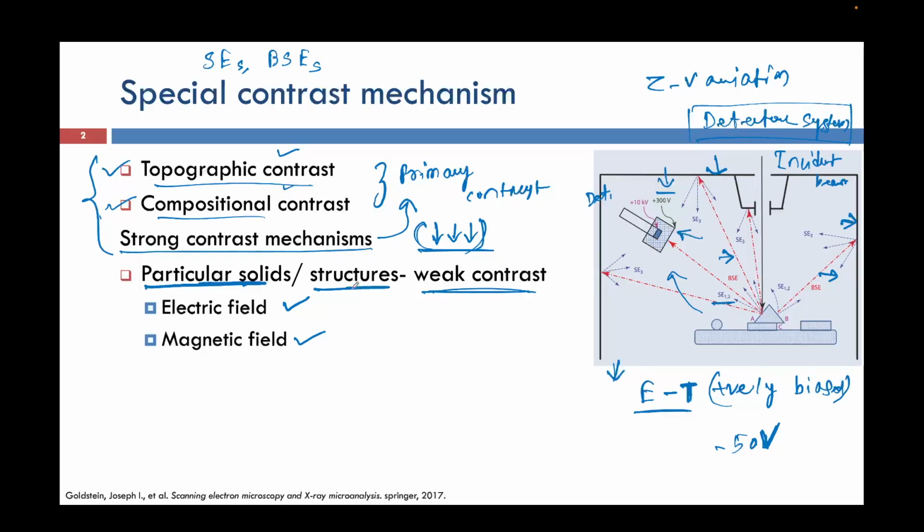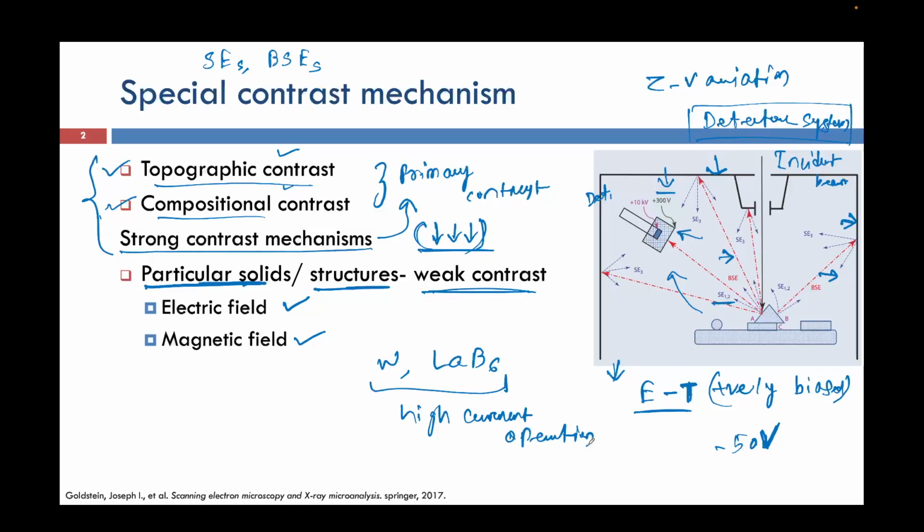Generally, to view this kind of contrast mechanism, we use the thermionic source, that is tungsten or LaB6. Because using these two we will be able to produce high current operation. So these are the thermionic sources that we use to view the weak contrast mechanism. Now we will see in certain types of solid or structure how this weak contrast mechanism is affecting our microstructure.